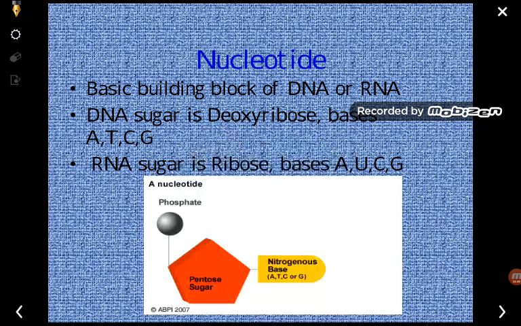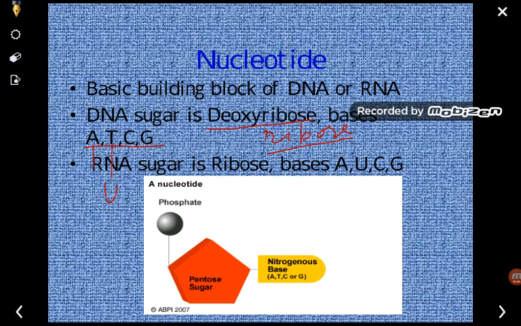So the nucleotide is the basic building block of the DNA and the RNA, whether it is RNA or DNA. What is the basic building block? That is nothing but the nucleotide. The DNA sugar is deoxyribose sugar, and the bases will be A, T, C, G in case of DNA. But in case of RNA, the sugar will be ribose, and the bases: A remains the same, and instead of T, U is present in case of the RNA.